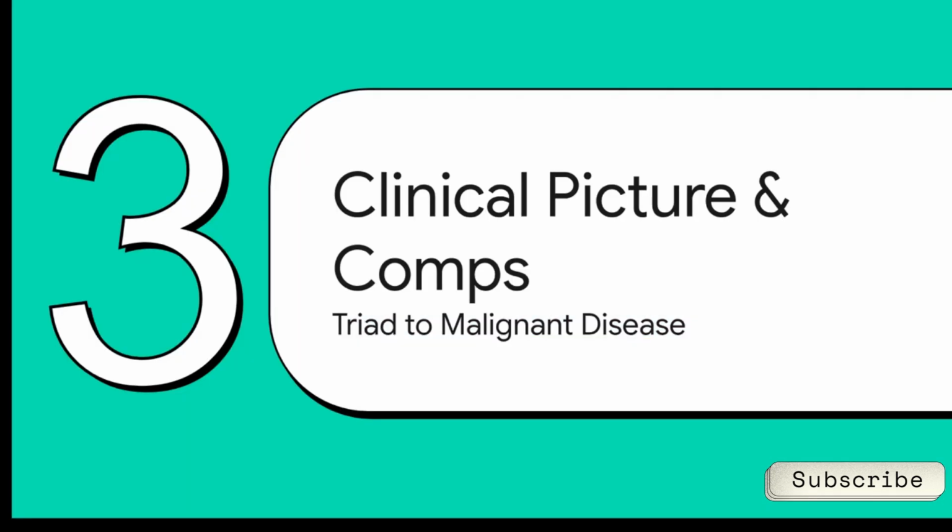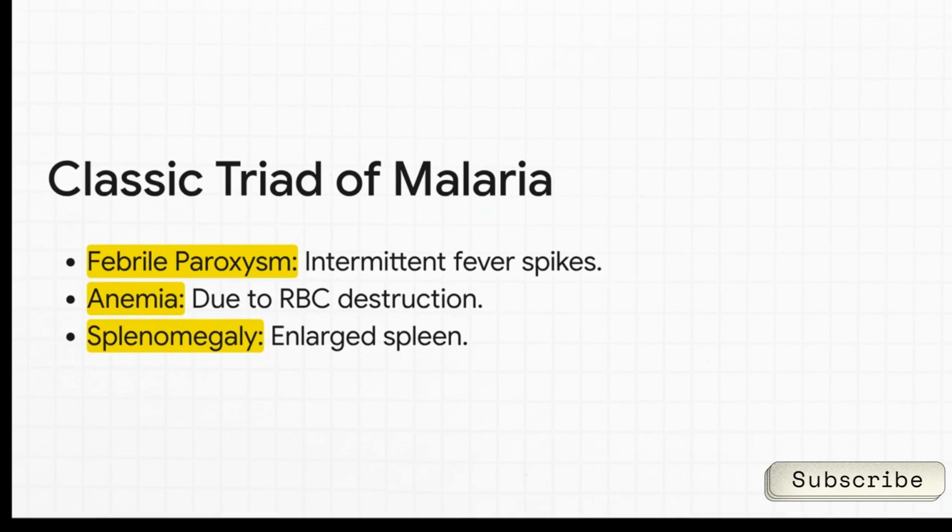Okay, we've got the life cycle down. So let's switch gears and look at the patient. What does malaria actually look like when someone walks into the clinic? And more importantly, why is falciparum the one that gives us nightmares? So for your standard run-of-the-mill, uncomplicated malaria, you need to have this classic triad in your head. First, those spiking fevers that come and go. Second, anemia, which makes total sense, right? You're destroying a ton of red blood cells. And third, a big ol' spleen, splenomegaly, because it's working overtime trying to clean up all the mess.